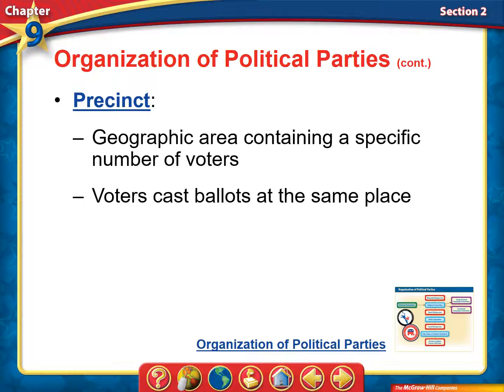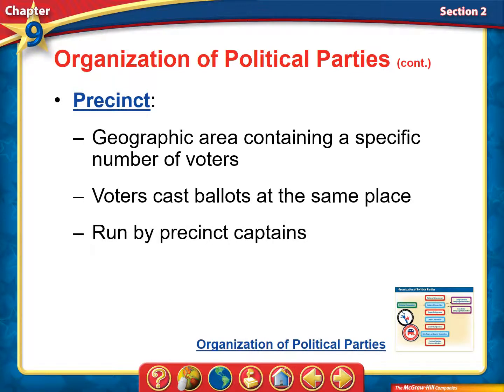Now, you guys have a different polling place than I do. My polling place is near my home in Transylvania County. You guys might go to one in Edneyville, you might go to one in Crab Creek, it just depends on where you're living. But these precincts are run by precinct captains.